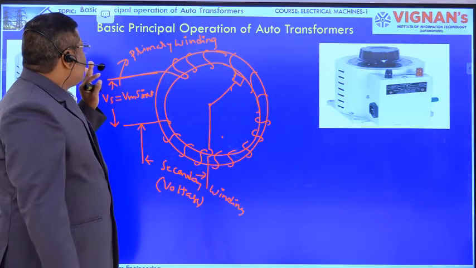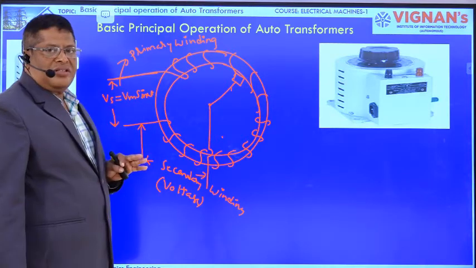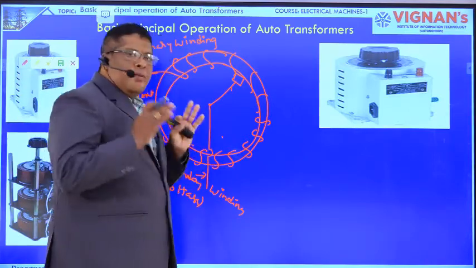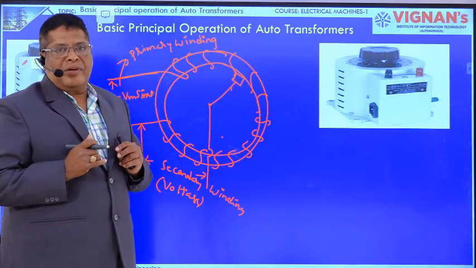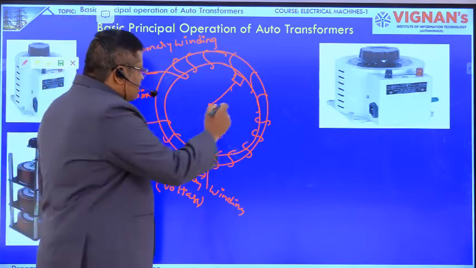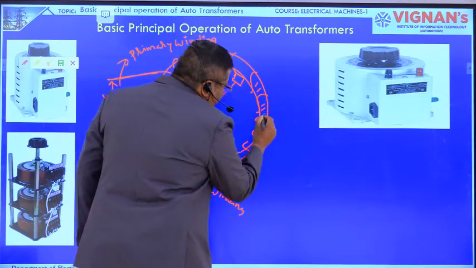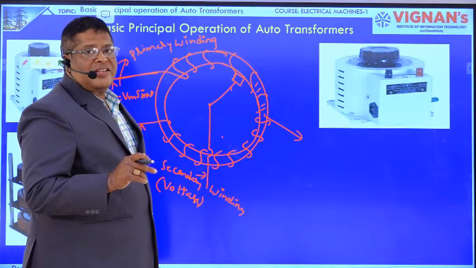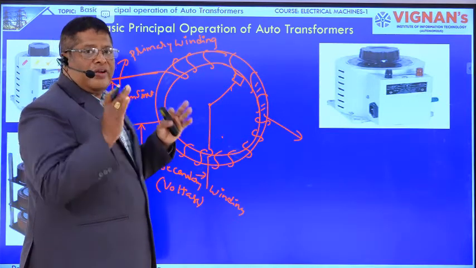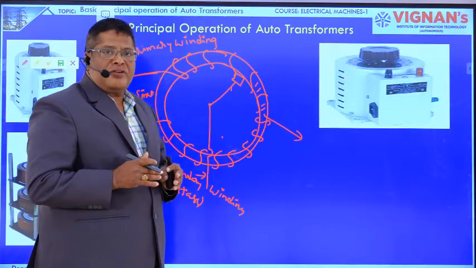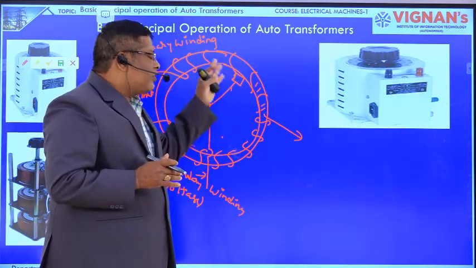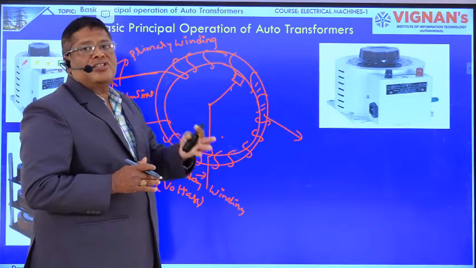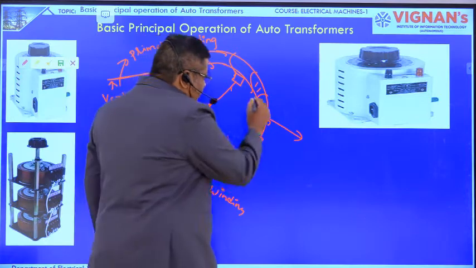So how do we define the auto transformer? It is a transformer in which some portion of the winding is common to both the primary and secondary winding. This is the magnetic material. It is also laminated to reduce the hysteresis as well as the eddy current loss. Whenever it is laminated, eddy current loss will reduce. When the core is made of silicon steel, hysteresis loss will reduce.